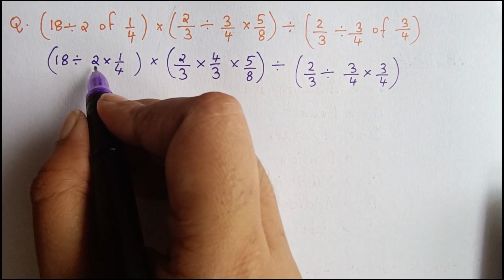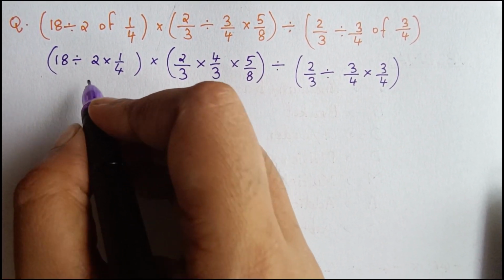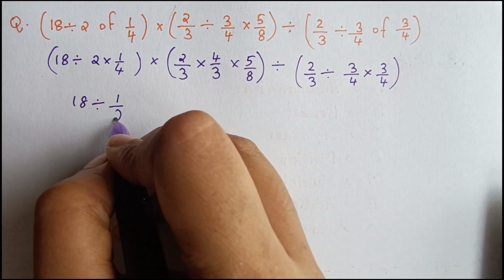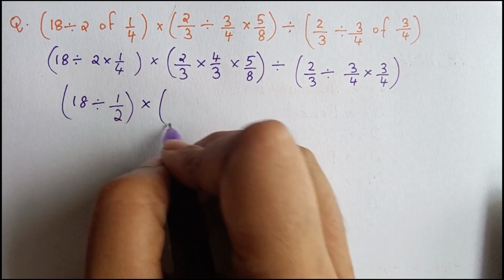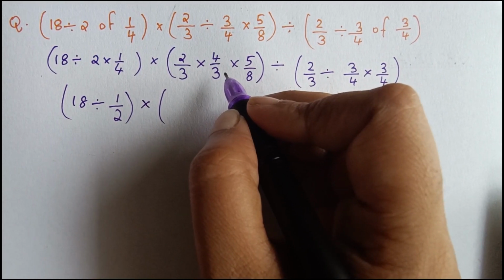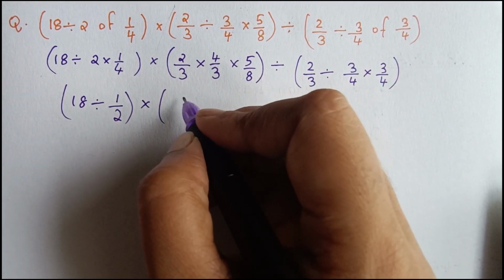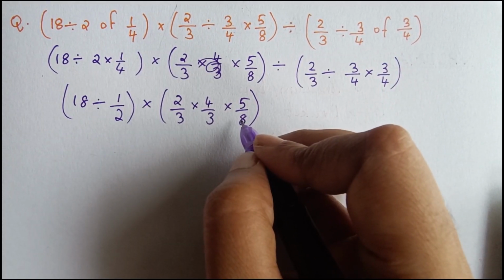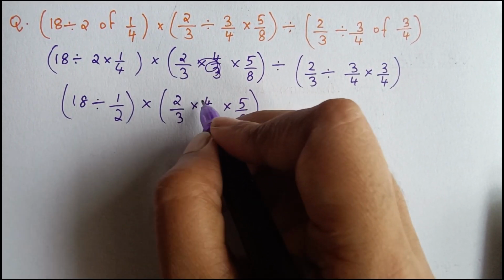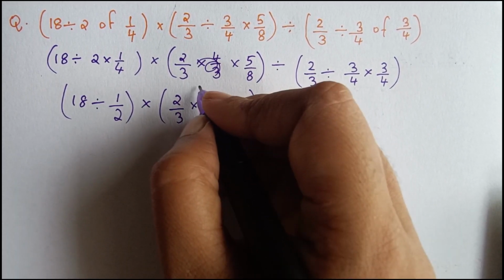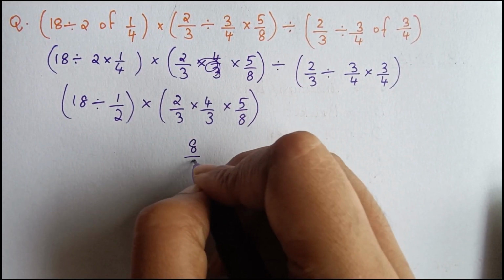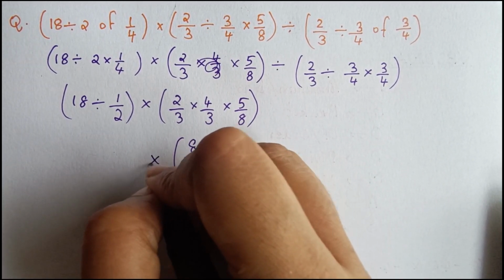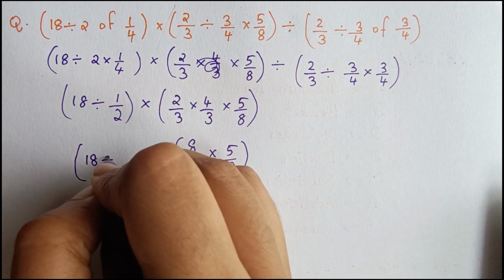Here 2 into 1 by 4 is what we need to do first. So 18 divided by 2 into 1 by 4 is 1 by 2, into 2 by 3 into 4 by 3 into 5 by 8. We can do this: 8 by 9 into 5 by 8. 18 divided by 1 by 2.